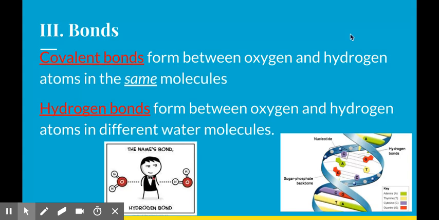It is covalent bonds that hold together the oxygen and the hydrogen in the same molecule. So for example, in H2O, the two hydrogens are connected to the one oxygen through a covalent bond. They're sharing. We have a second type of bond, and this one's totally new for us, called a hydrogen bond.